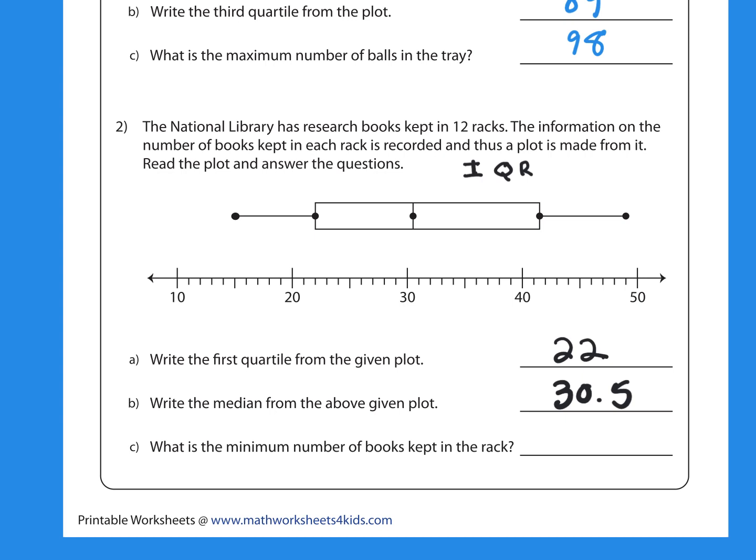And our last question asks, what is the minimum number of books kept in the rack? So the lowest point is the minimum, and that matches up with 15.